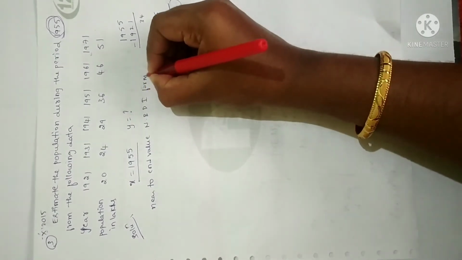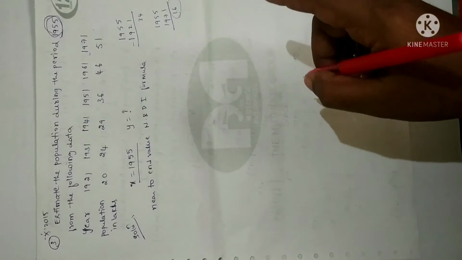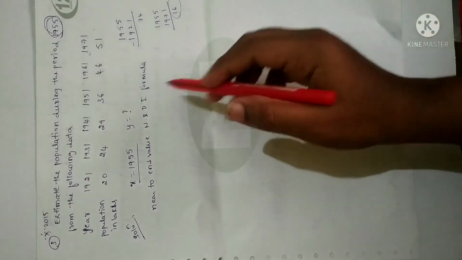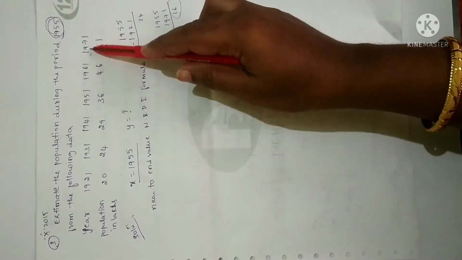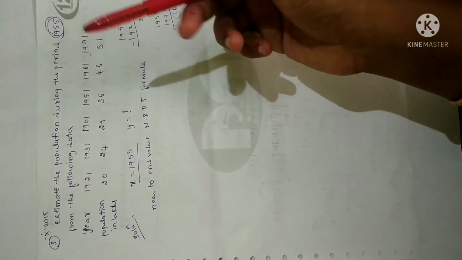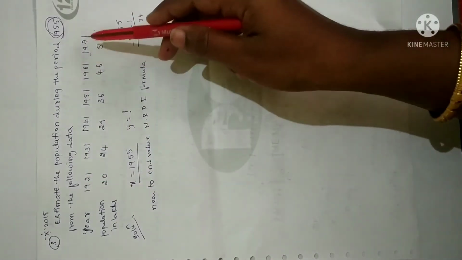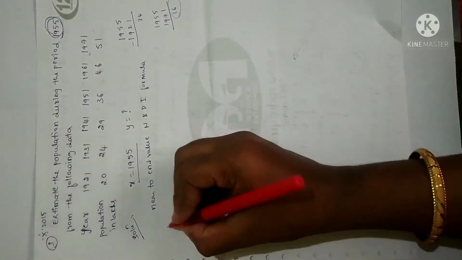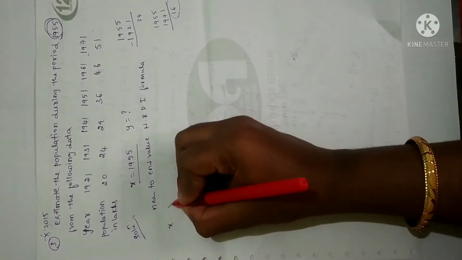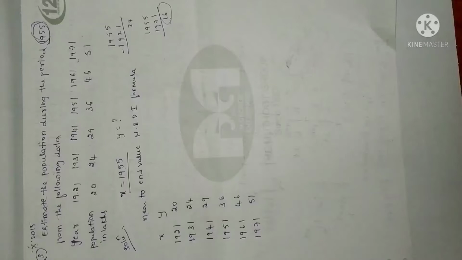As I already told you, the formula and method will not be mentioned in the examination. You should identify whether it is nearer to the given first value or nearer to the end value. If it is nearer to the first value, you have to use forward difference. If it is nearer to the end value, you have to use backward difference. For that, let me construct the backward table. So let me write the values of x and y given.